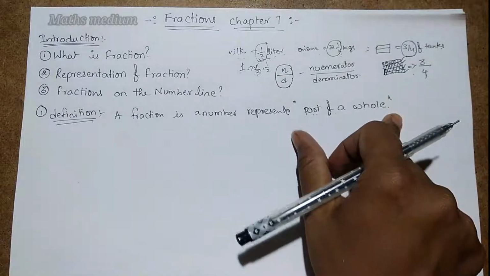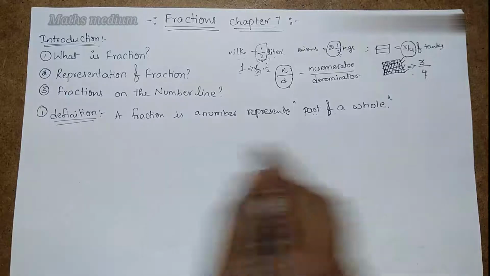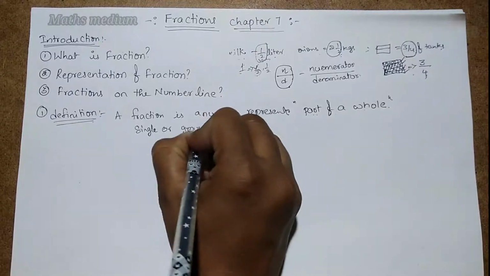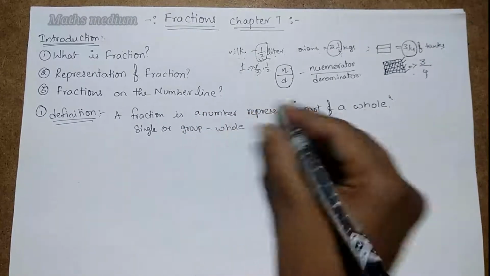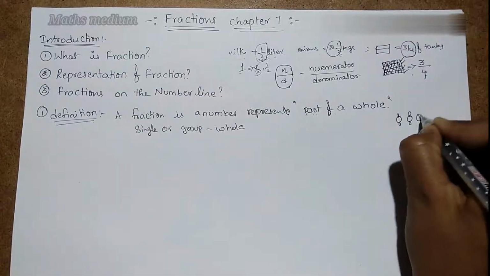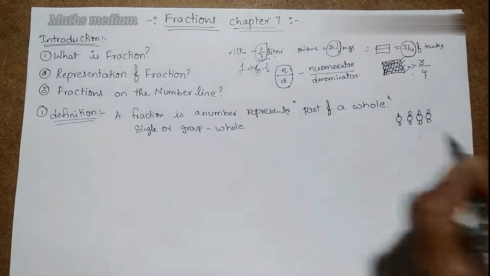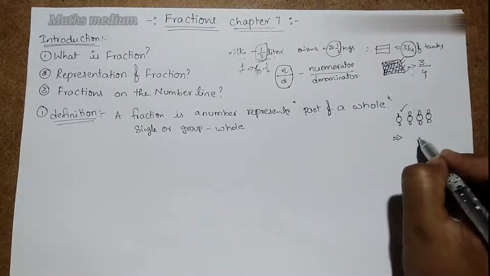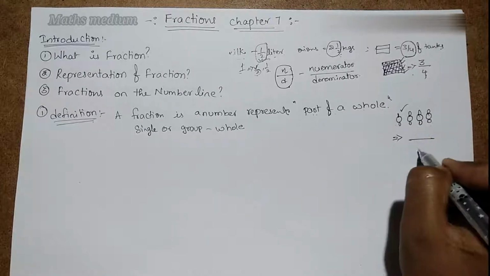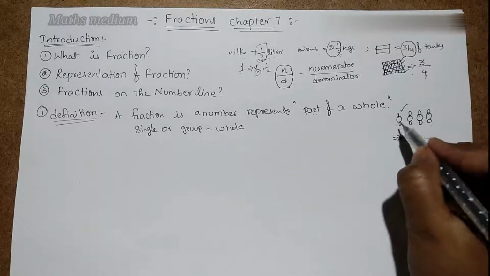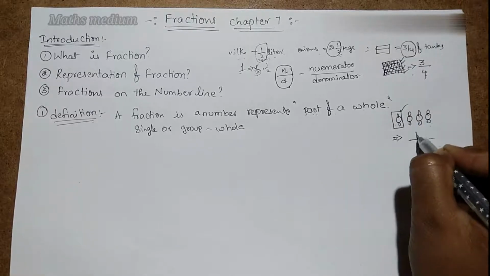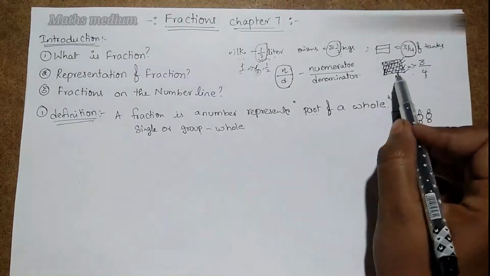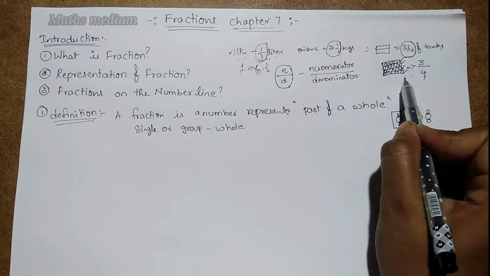One thing I want to tell here, the whole may be single or a group. See here, single or a group. What is this? This is a whole part. For example, if you take chocolates, these are the 4 chocolates, right? Give one of these 4 chocolates to your friend. So you have to represent the whole as 1, 2, 3, 4. And coming to how much part you give, this is the part. So 1/4. This is the representation of a fraction. It is a group. In case of the single, this is the example for the single representation of a fraction.